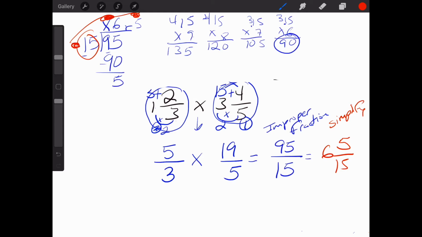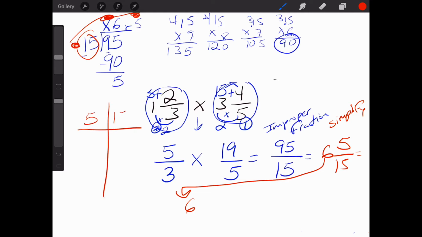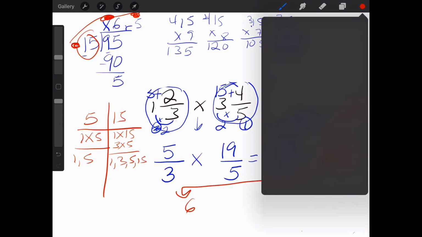Okay, so you do a T-chart. First thing you do, leave your whole number alone. Don't do anything, just leave it alone, okay? And you do a T-chart. Some of you can do it mentally. 5 on this side, 15 on this side. You have 1 times 15. Are there any more? No. So you have a 1 and a 5. 1 times 15. 3 times 5. And that's it. You have a 1, a 3, a 5, and a 15. Okay.